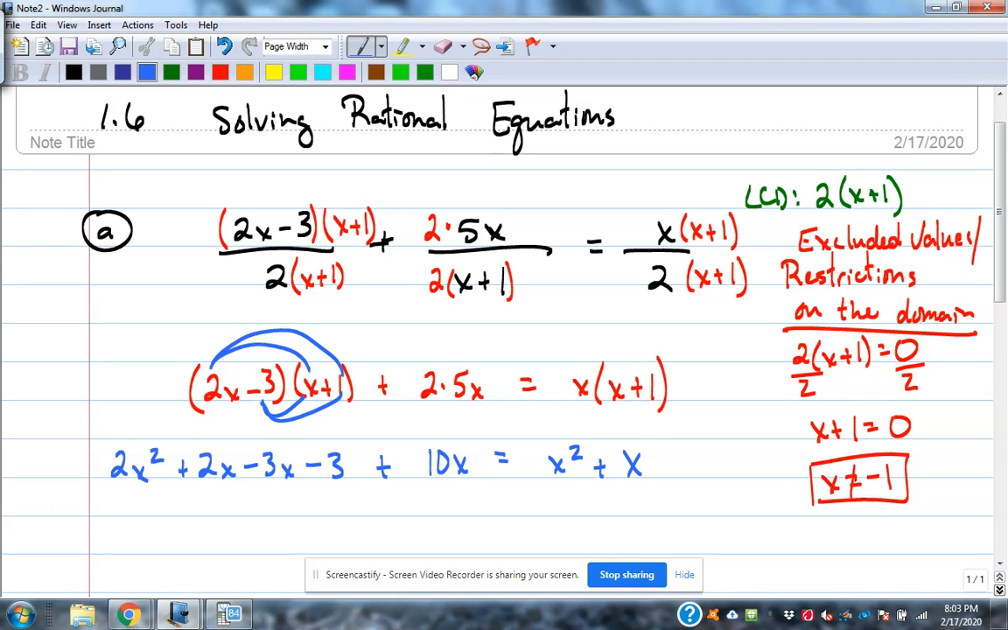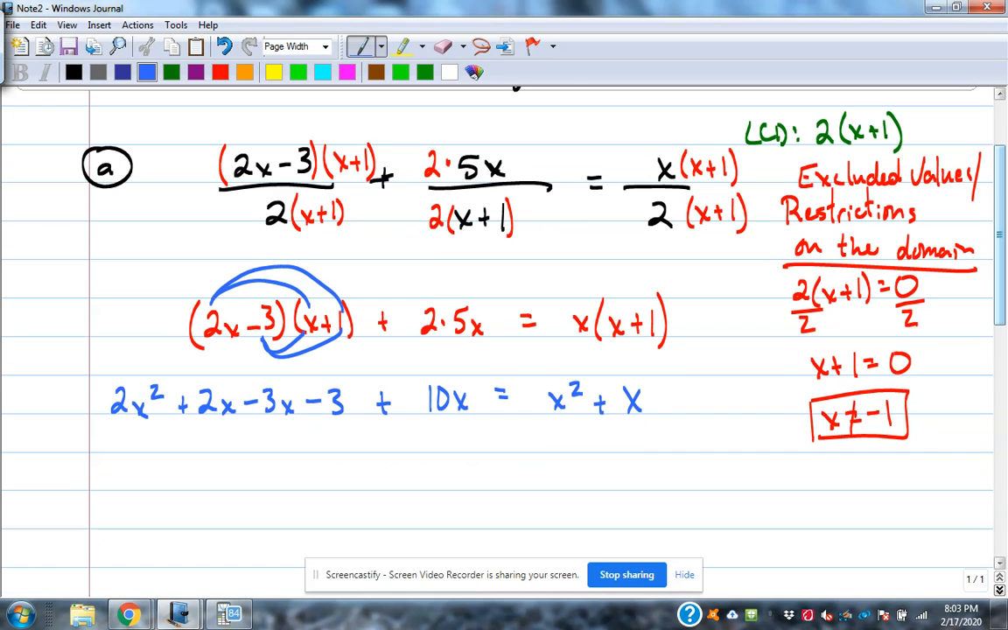And then I'm going to simplify any like terms on each side. So I've got 2x squared. I have a positive 2x, a negative 3x, and a positive 10x. Those three go together because they're all plain x's. So that'd be negative 1x plus 10x would be positive 9x, minus 3 equals x squared plus x.